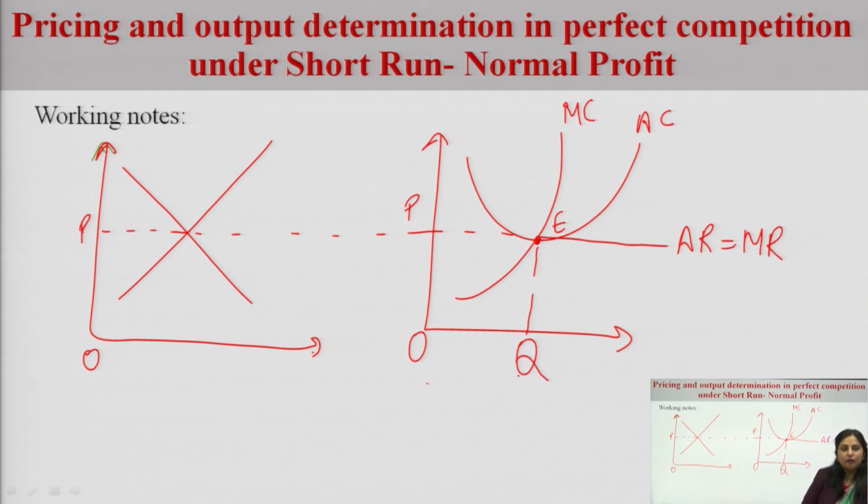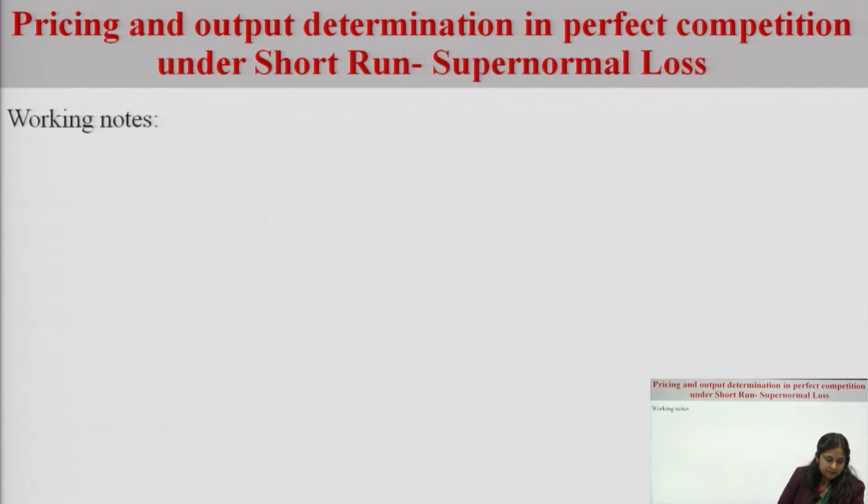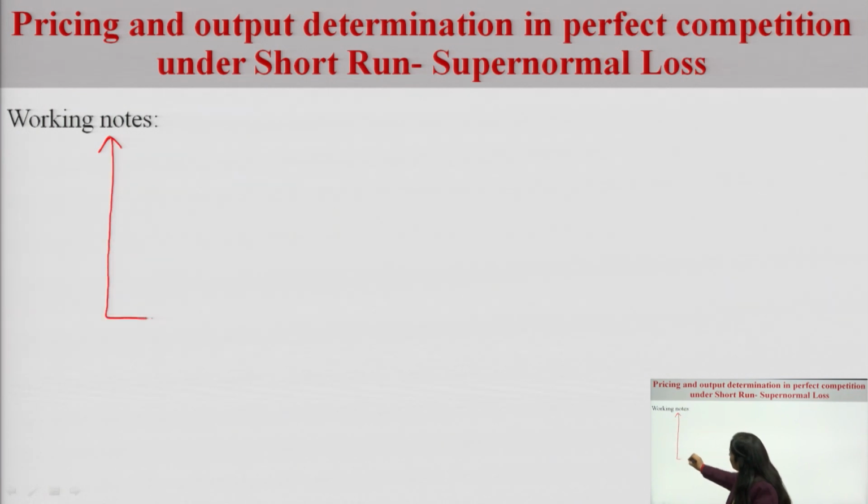Now, we compare the average revenue and average cost. This is the average revenue and this is the average cost, both are equal, which means there are only normal profits. So, it depends on the cost structure of the seller. Again, depending on the cost structure, there can be losses, supernormal losses.